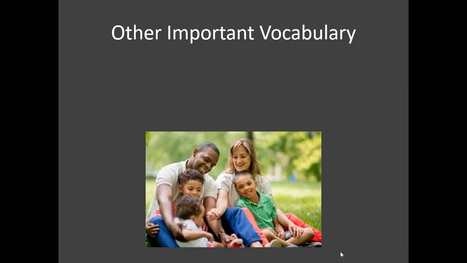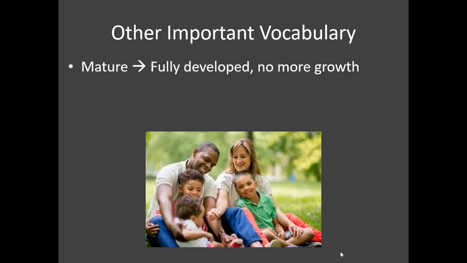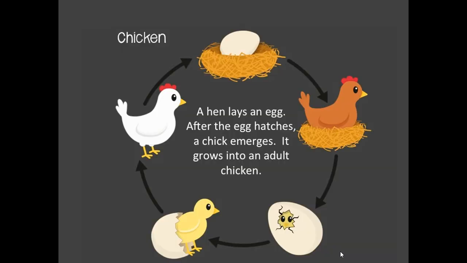Now we have other important vocabulary in this lesson. We have mature. Mature means it's fully developed and there's no more growth. So it achieved the maximum growth for that organism. And then offspring. You're going to see a lot of this word come out in all these lessons about life cycle. So offspring is an organism's child.